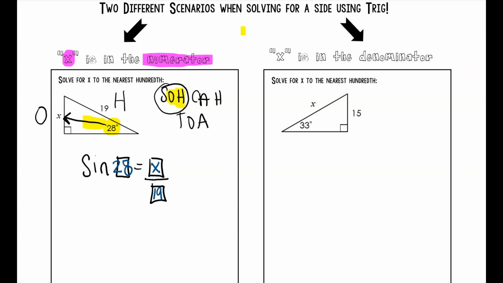So now with that information, you're going to cross multiply. Now, different people do this differently. This is my suggestion. I would put this over 1, and now I cross multiply like I would any other proportion.